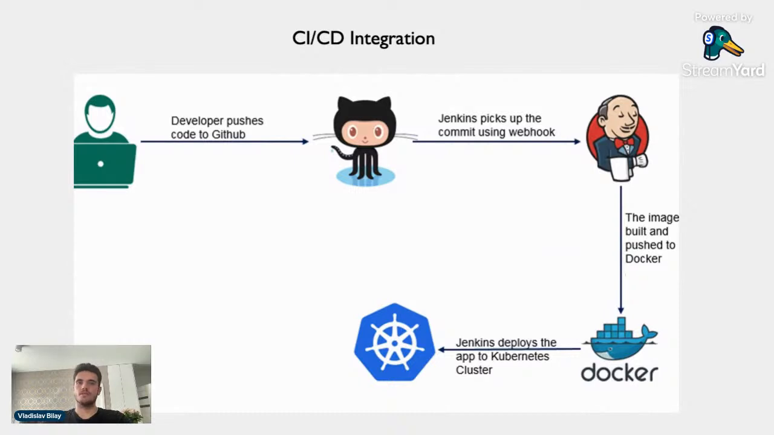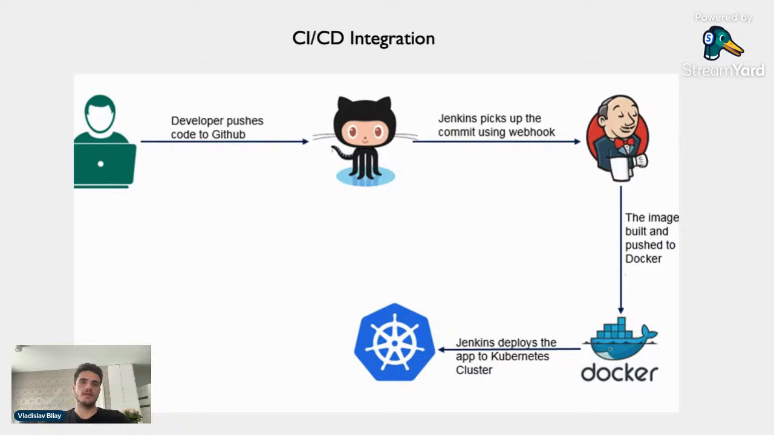CI/CD integration. Integrating CI/CD with container orchestration, such as Jenkins and Kubernetes, is a transformative practice in modern software development. In this setup, developers push code changes to version control, triggering a series of automated processes. Jenkins orchestrates the build, testing, and deployment of containerized applications to the Kubernetes cluster.